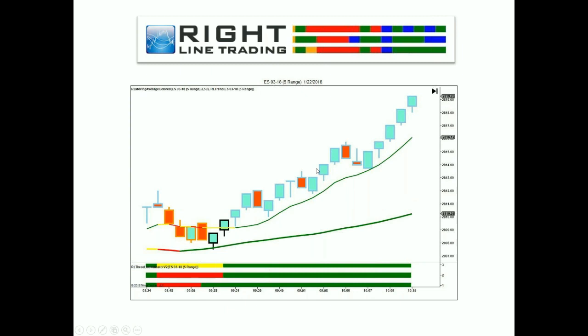I made it thicker, it's the same chart. And here I changed the color to make it even easier to see. Back and up, back and up.